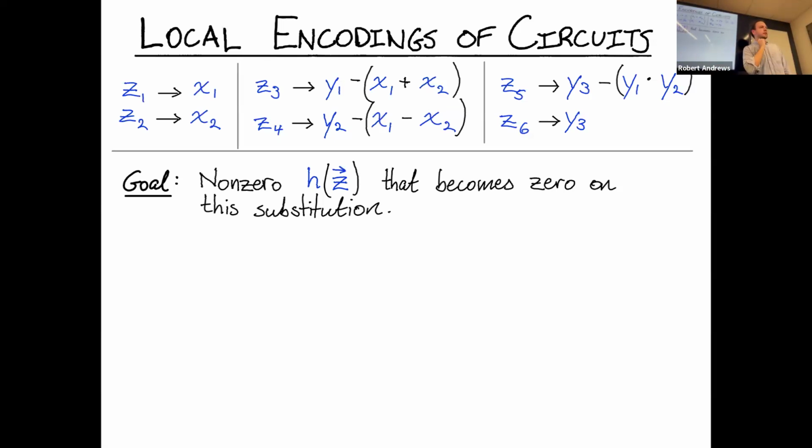So let's try to take some combination of these 3 that will give us y1 on this substitution. Sorry, I'm a bit confused as to what the seed length is going to become now. So the seed length is 5.